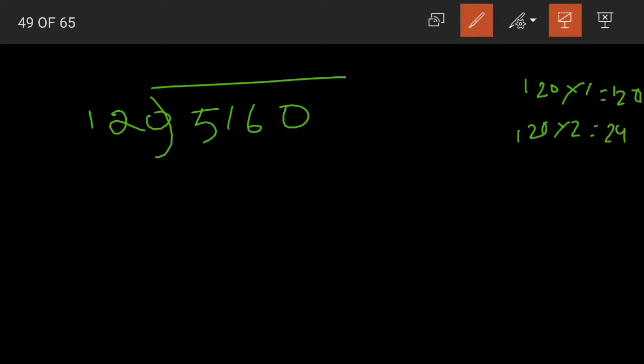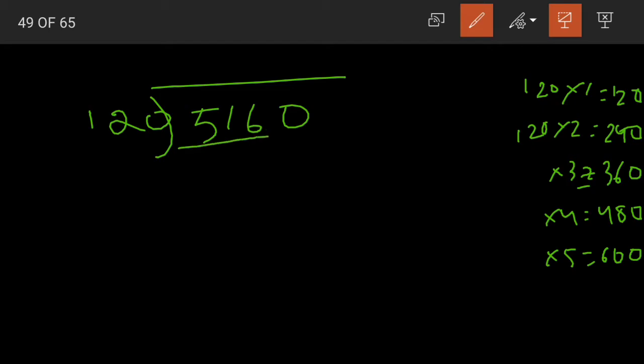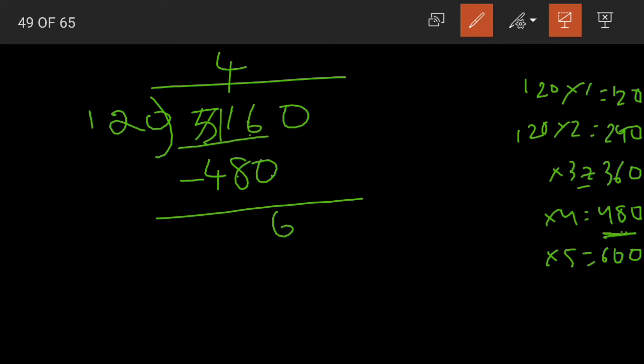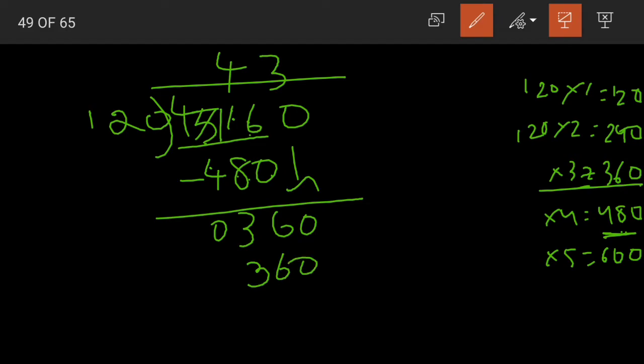Yes, 12 twos are 240, 3s are 360, 4s are 480, 5s are 600. Okay, let us keep it till here. Now 516, where does it come? It comes in between here. 12 4s are 480. When we subtract, 6 minus 0, 6. 1 minus 8 is not possible, borrowing. 11 minus 8, 3. 4 minus 4, 0. Bringing 0 down, we have the exact number. 12 3s are 360. When we subtract, 0 is our answer.